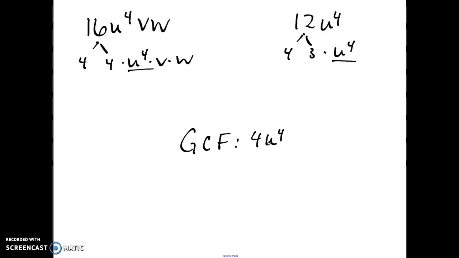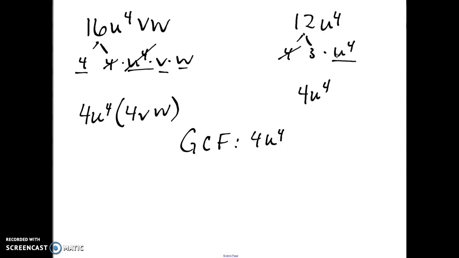Again, I could take this and rewrite 16u to the fourth vw as a product of these two. So 4u to the fourth, I pull out. So there's my 4 and there's my u to the fourth. What's left over? I still have a 4, I still have a v, and I still have a w. So I can write 16u to the fourth vw as 4u to the fourth times 4vw. On this side, if I write 4u to the fourth, I've taken care of these two.